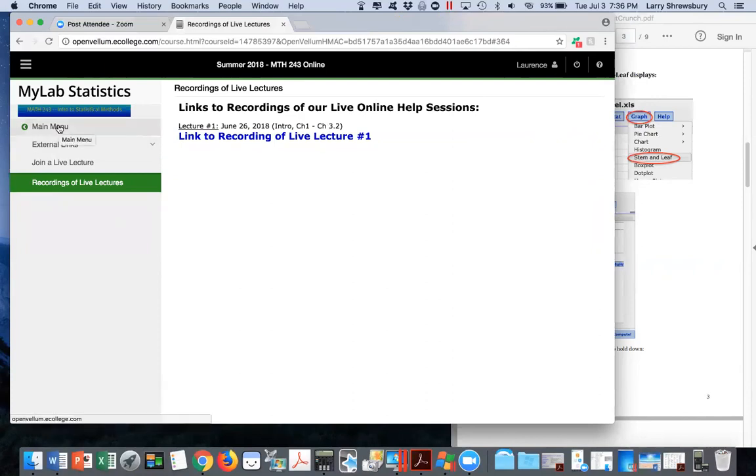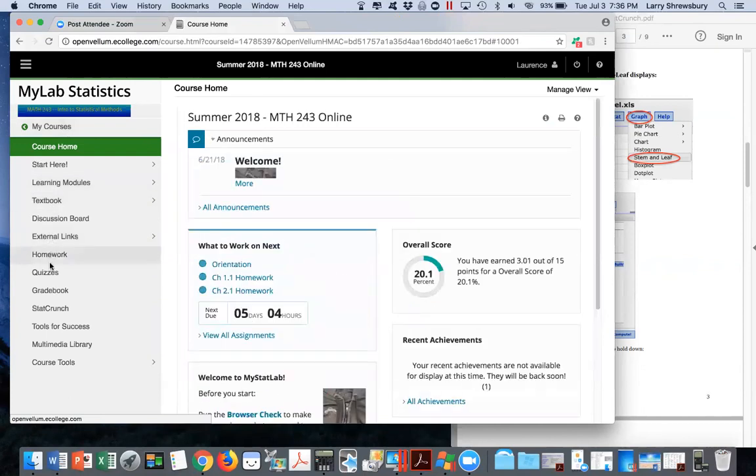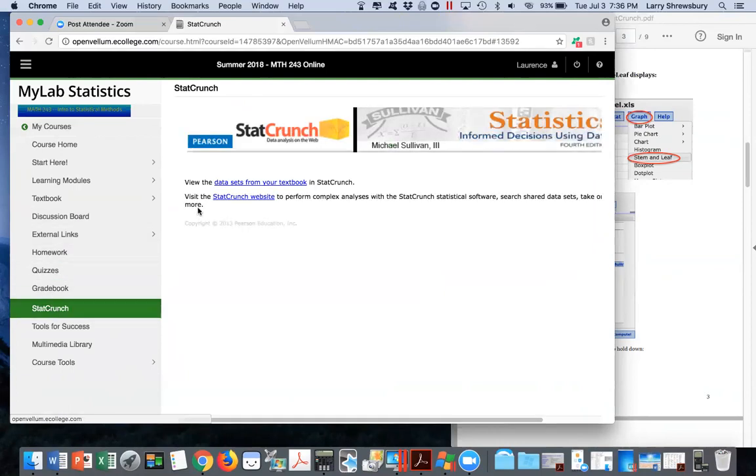Now let's get back here to the main menu. And so of course your homework and quizzes and your grade book, but there's StatCrunch. So this is how we're going to access it. So I'm going to click on that. And what we want to do is go to the StatCrunch website.